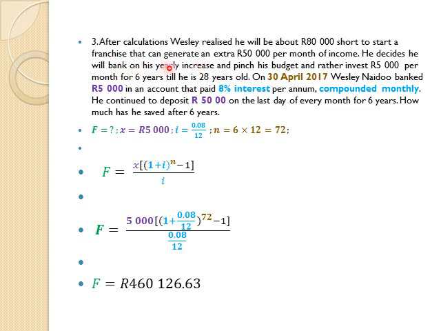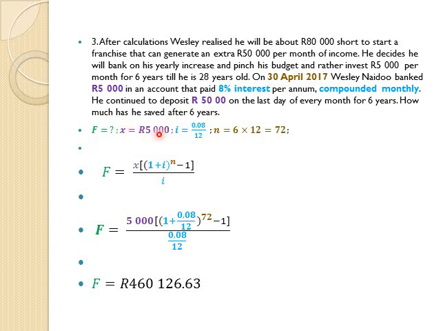So he decides he will bank on his yearly increase and pinch his budget and rather invest 5,000 per month for 6 years till he's 28 years old. So again on 30 April, he banks 5,000 in an account that pays 8% interest per annum, compounded monthly. He continues to deposit 5,000 on the last day of every month for 6 years. How much has he saved after 6 years?